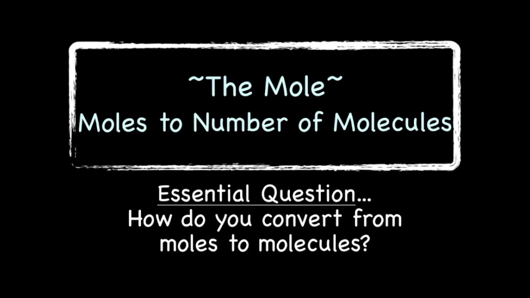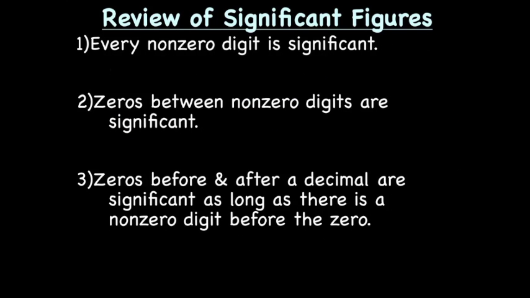proceed. All right, first step is review of significant figures. All right, I know, your favorite. All right, let's do this. Every non-zero digit is significant. Okay, that first rule is really easy, right? So if I had a number like 3.211, those are all non-zero digits. They're all significant. So this guy has 4 sig figs.